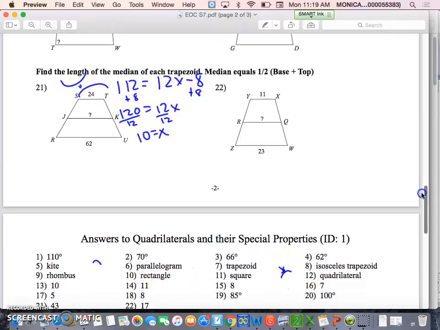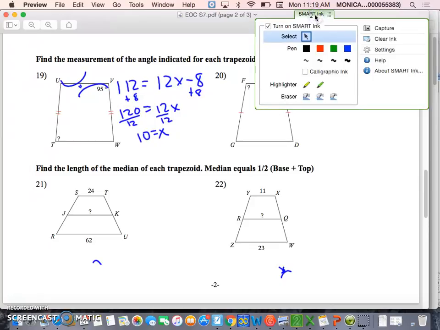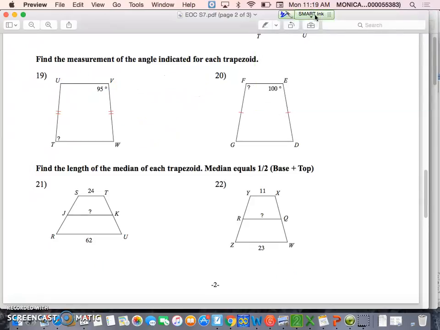Let's go down to number 21. This was just a special formula. This is the formula here. If you want to find the median in a trapezoid, it has to be a regular trapezoid that is also an isosceles, which means the sides are congruent. You basically just take 1/2 the base, which in this case is 62, plus the top, which is 24. So 62 plus 24 is what? 86. Divide that by 2, and you should get 43.